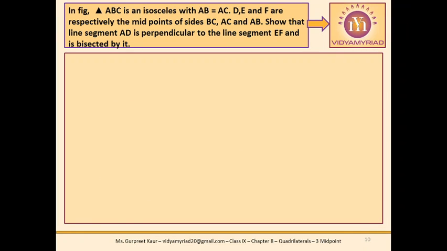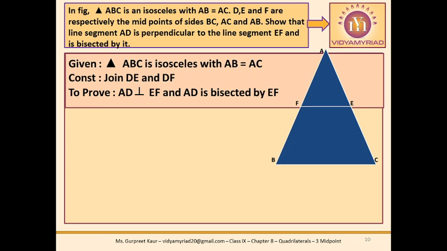Another question. Triangle ABC is isosceles with AB equal to AC. D, E and F are respectively the midpoints of the sides BC, AC and AB. Show that the line segment AD is perpendicular to the line segment EF and is bisected by it. So let's begin with it. What is given to us? AB is equal to AC. We have done the construction, and we will join DE and DF in this. We need to prove that AD is perpendicular to EF and AD is bisected by EF.